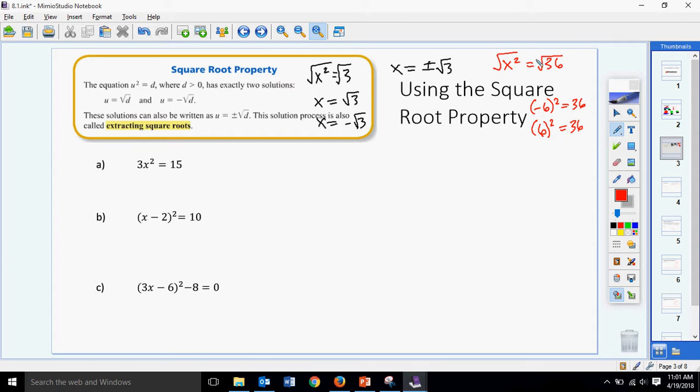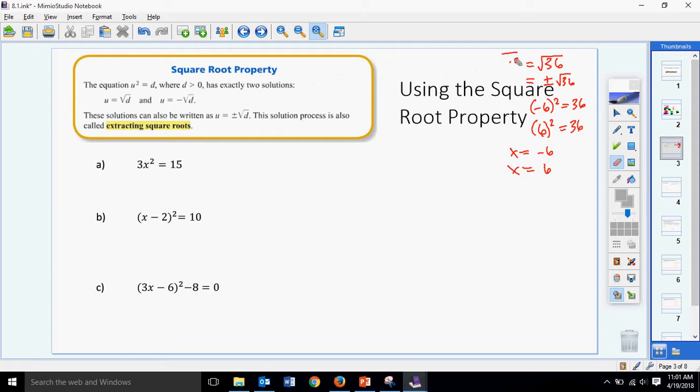If I were to square root this, I get x equals positive and negative square roots of 36. Well, the square root of 36 is 6, so I get x equals negative 6 and x equals positive 6. So the square root property is just saying if you square root both sides, you're going to get a positive and a negative version of that square root. All right, let me give myself more room here.